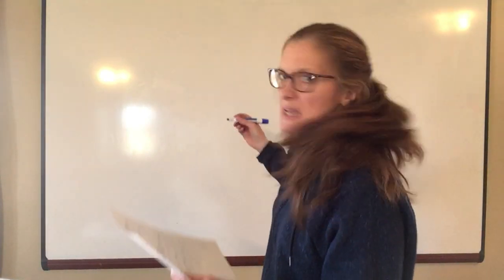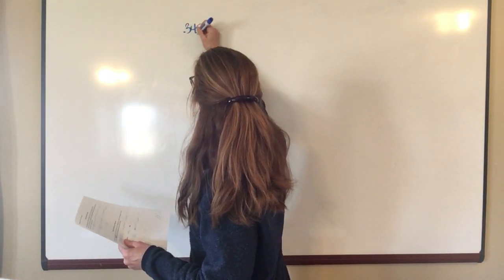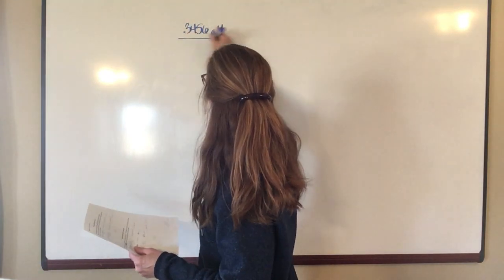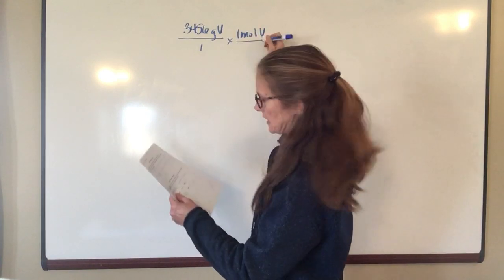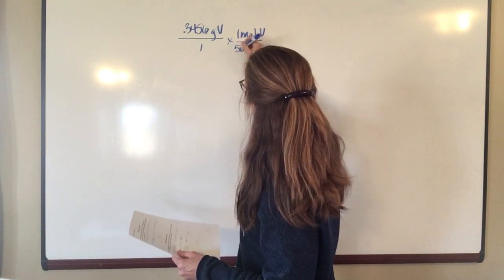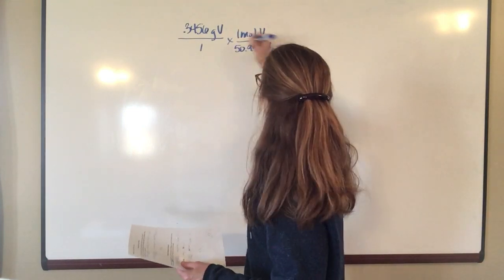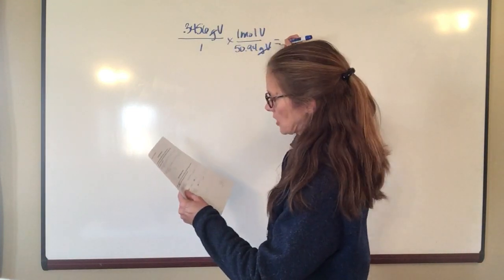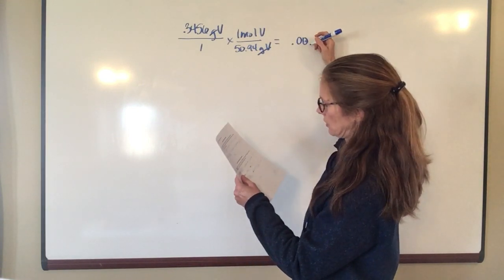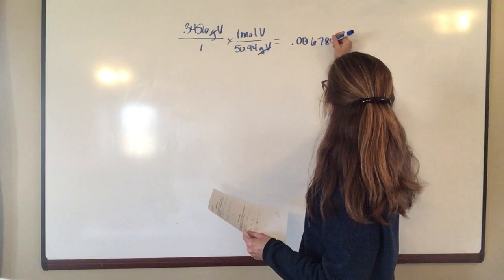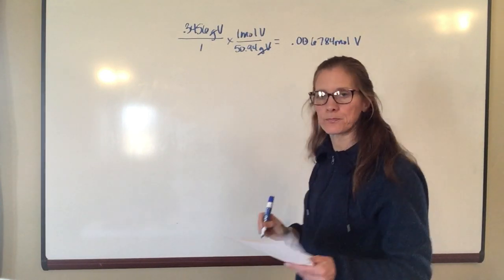So I'm going to take 0.3456 grams of vanadium. For every 1 mole of vanadium, I have 50.94 grams. That comes from the periodic table. So when I cancel out grams, I will end up with 0.006784 moles of vanadium, okay?